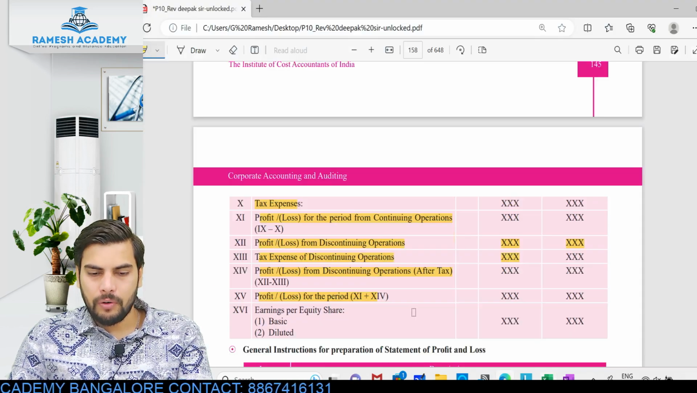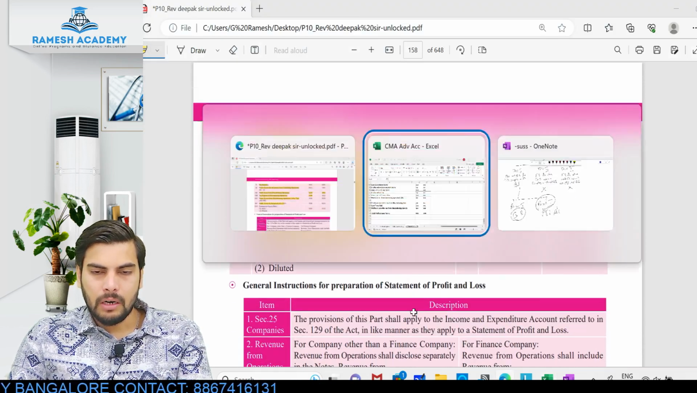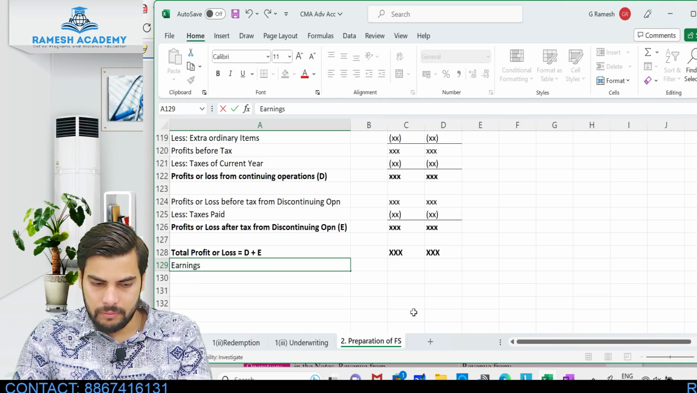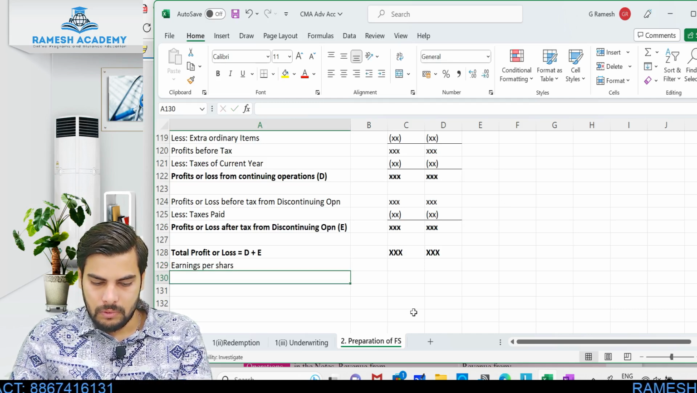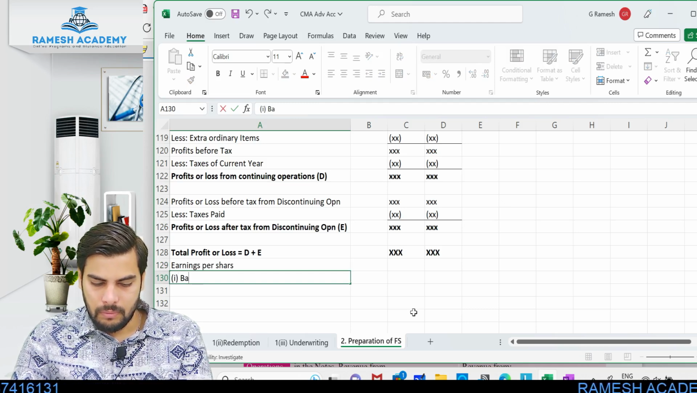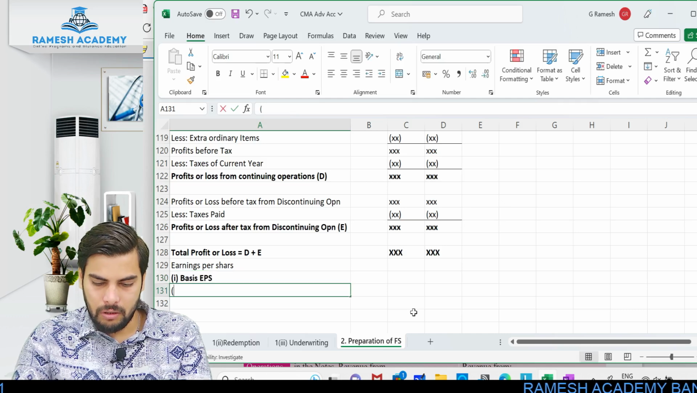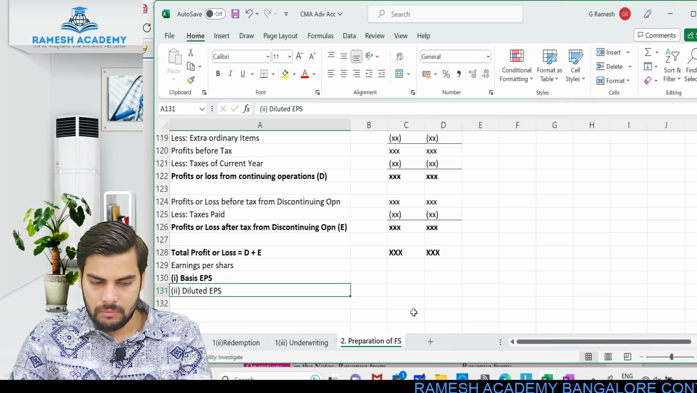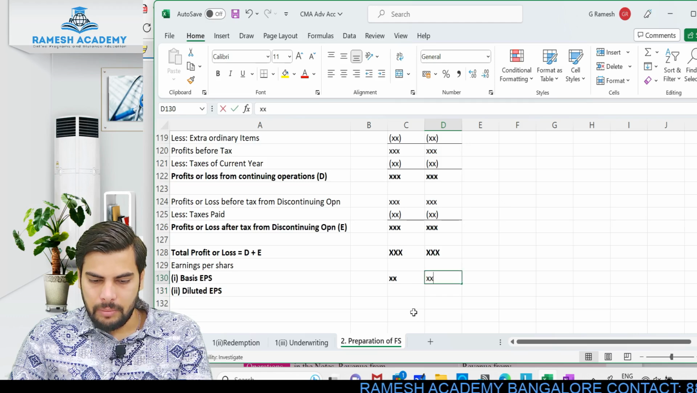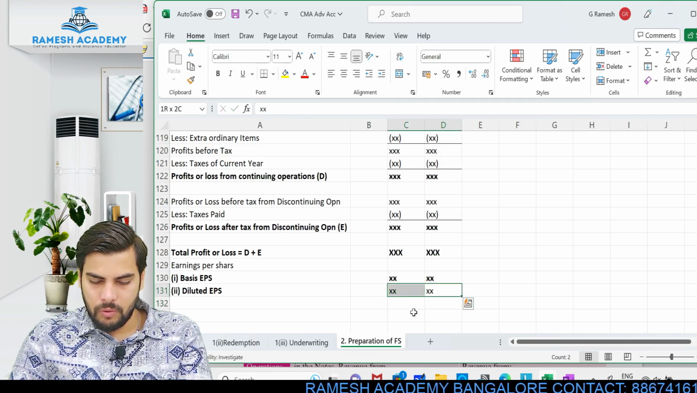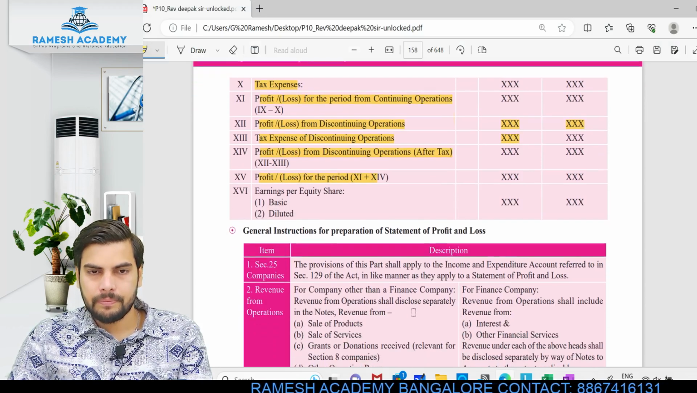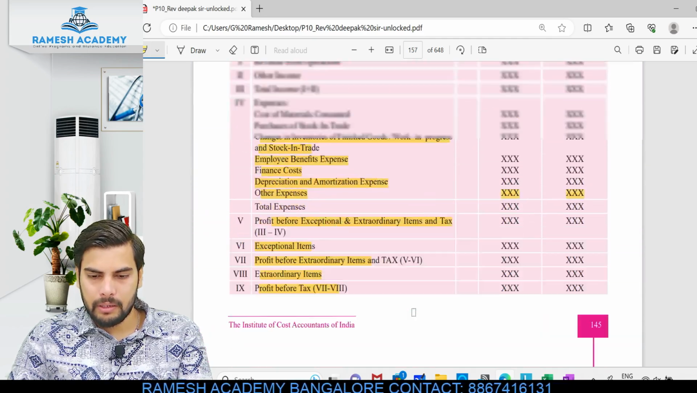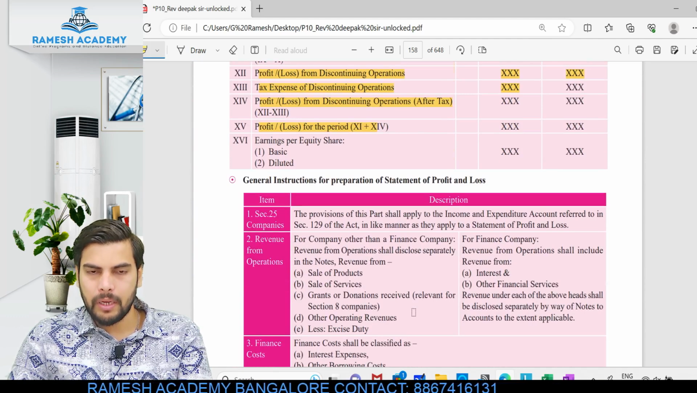So this profit, if you divide it by the number of shares, you will get to know the earnings per share. That is basic earnings per share or diluted earnings per share. So either the basic EPS or diluted EPS, this is what we'll be getting. Is this clear? Hope you guys understood this. So this is the format of preparing the P&L account. We have written the format of preparing the P&L account.